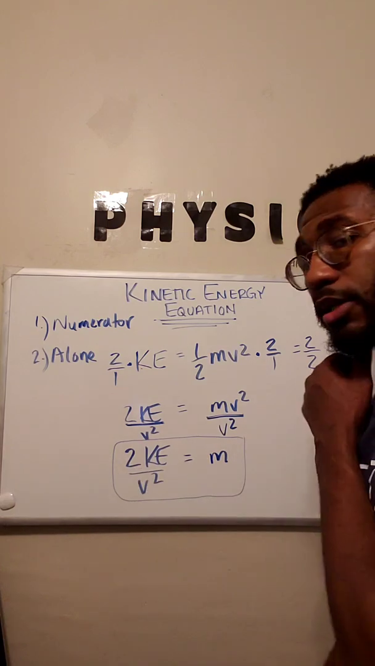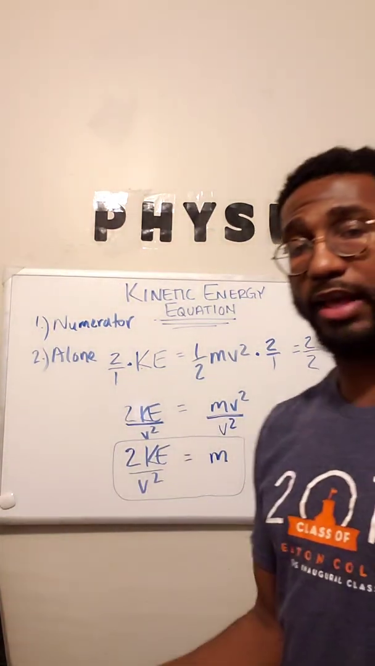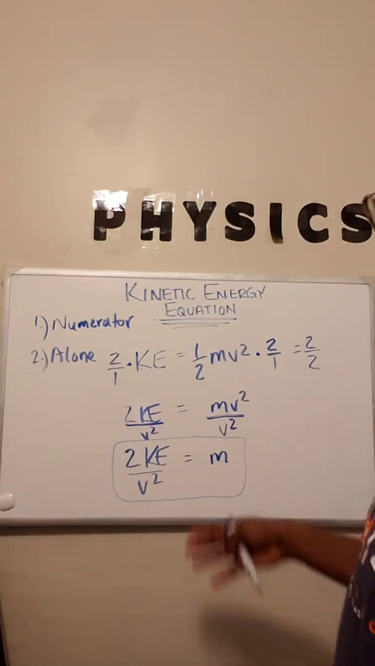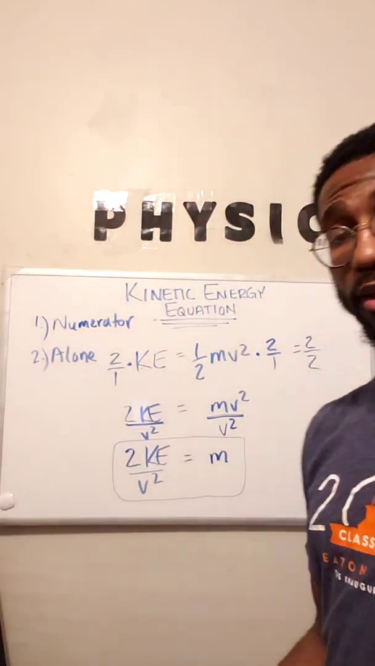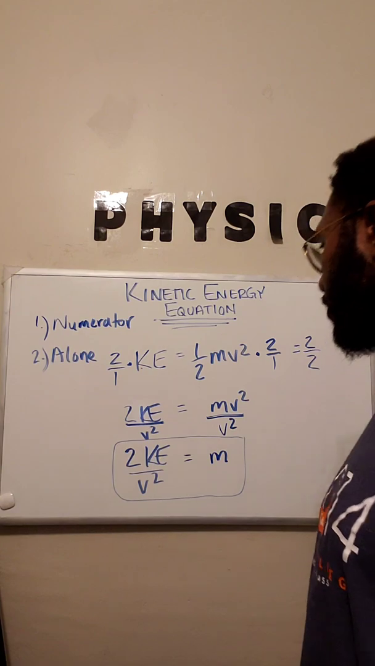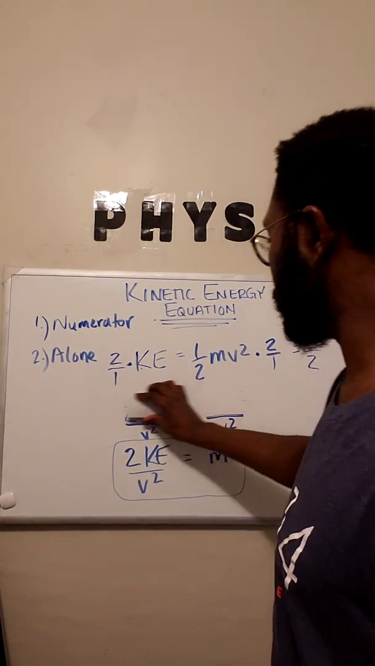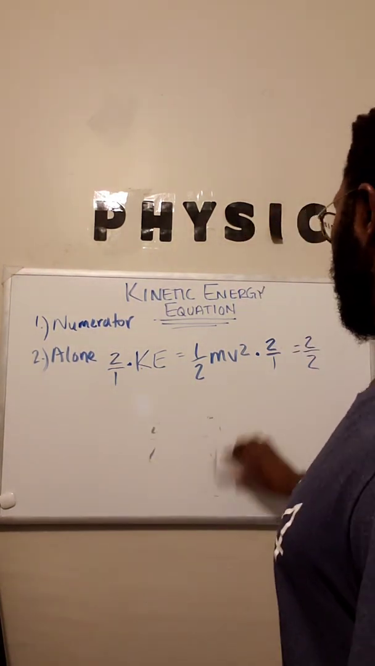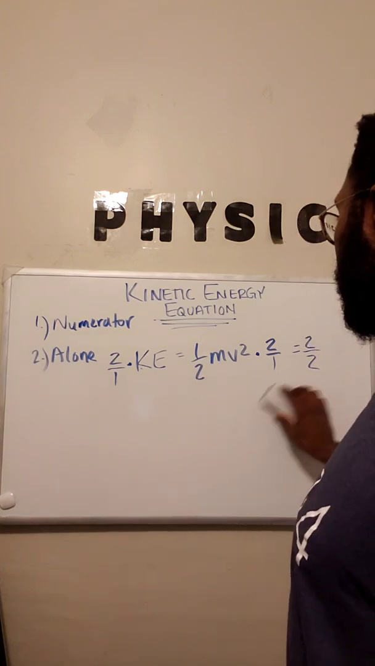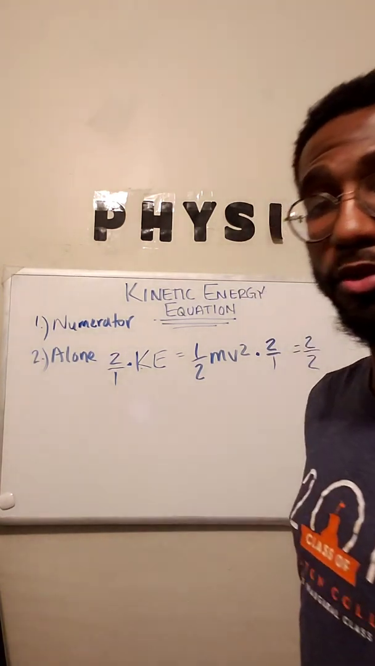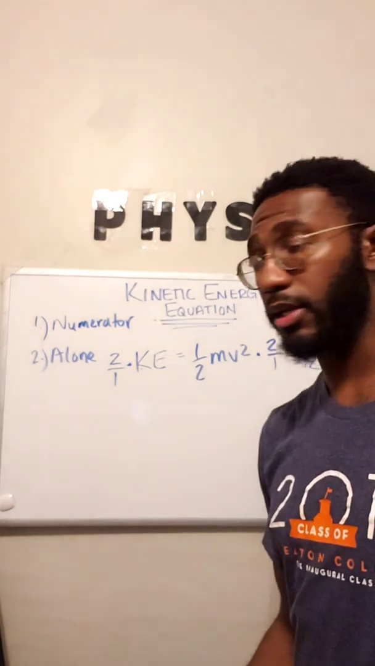All right. So if I needed to find the mass of the object, I could go through this process, and now I can calculate the mass. Cool. Now, let's go ahead and try to figure out how to find the velocity.